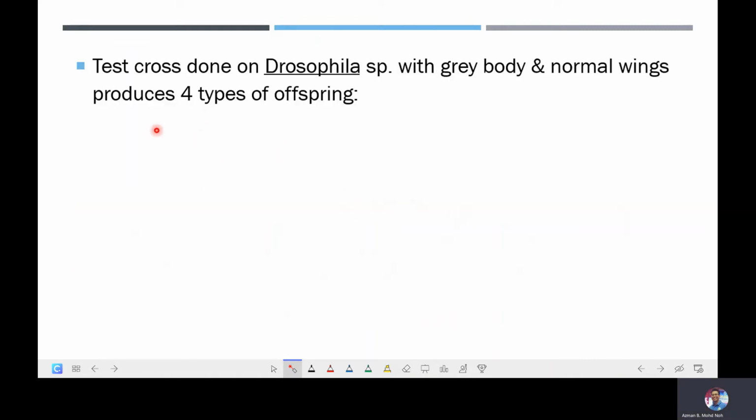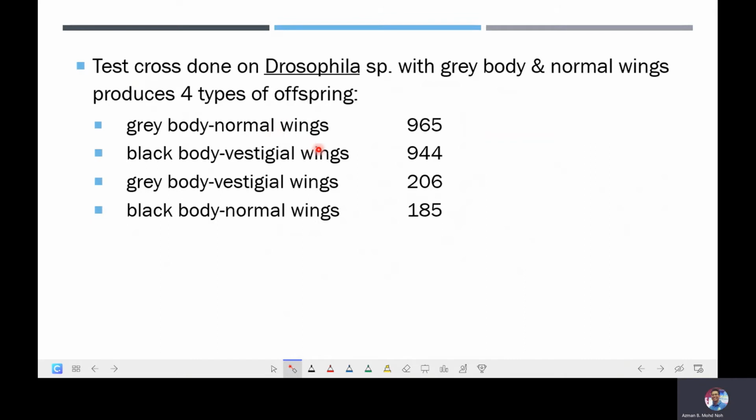For example, if a test cross was done on a Drosophila species with grey body and normal wings, this will produce 4 types of offspring. This may be the data given from this test cross. You'll be able to see that there are 4 types of offspring and there will be 2 types with a large number. This will be the group that will be having the parental phenotypes. Meanwhile, another 2 groups will be in a lower number. This will be the recombinants.